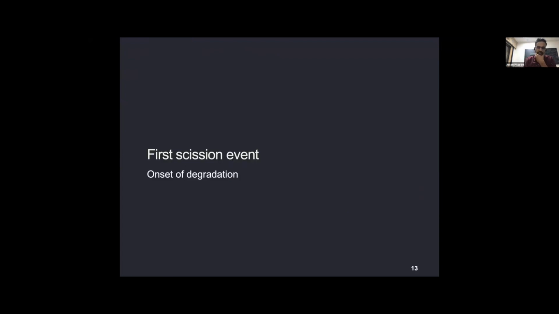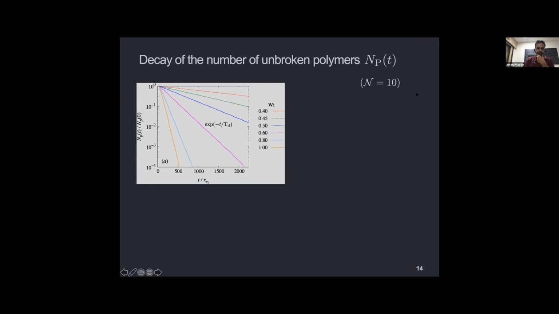Okay, so let's look at the first scission event, which tells us something about the onset of the degradation. I'm going to plot how the number of unbroken polymers decays in my simulation, and these are 10 bead chains. You see that on a semi-log plot, you get these nice straight lines indicating an exponential decay of the number of unbroken chains. And I can extract a timescale from here.